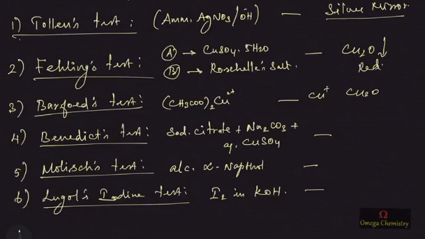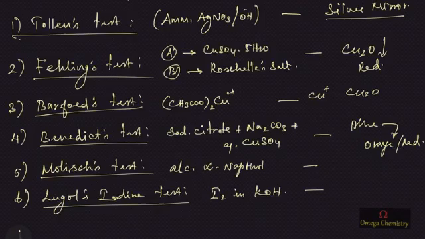The fourth one is Benedict's test. Benedict's solution is a combination of sodium citrate, sodium carbonate and aqueous solution of copper sulfate. When Benedict's solution is added to reducing sugars and boiled at a higher temperature, a blue color is initially obtained, which will change to orange or red in color. So that is the indication for the presence of reducing sugars.